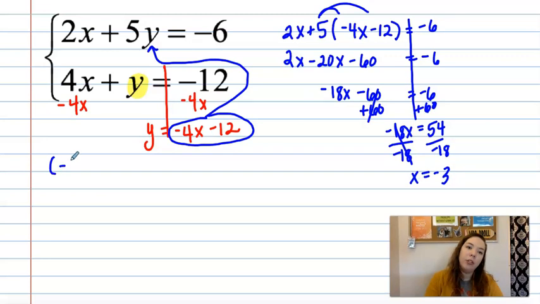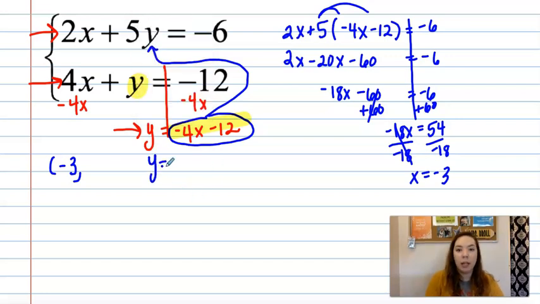Now I'm not finished. I still need to find my y, or vice versa. Sometimes you find y first and you need to find x after. You can use any of these three equations, this top one, this bottom one, or this third one after we rearranged it. You can use any of them. I think this one would be easiest because y is already isolated. I'm not going to have to move as much stuff around.